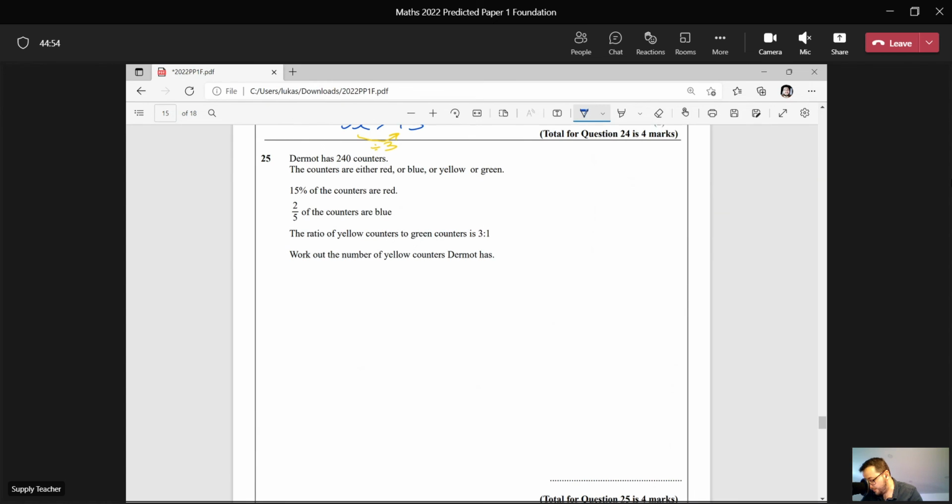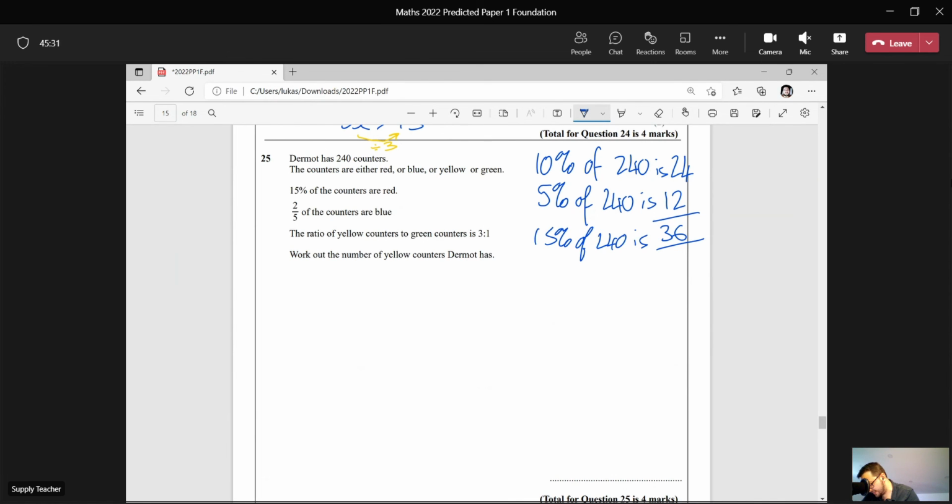So we want to work out 15% of 240. Well, an easy one to work out is 10%. So 10% of 240 is, well, you just divide it by 10, so it's 24. Now for 15% we need another 5%, but we notice that 5% is half of 10. So half of 24 is 12. So altogether 15% is going to be 36 because that's 24 plus 12. So 15% of 240 is that. So let's write that down. So we've got 36 red.